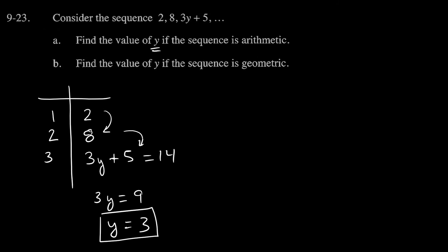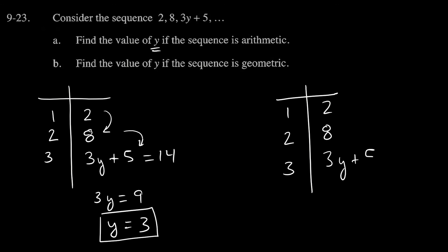And then we go to the other side and we decide, well, what if it's geometric, right? So I'm going to take the exact same approach. My first term is the number 2. The second term is 8. The third term I know is the expression 3y plus 5 again. And if I'm jumping forward using multiplication for growth, my multiplier is the number 4.